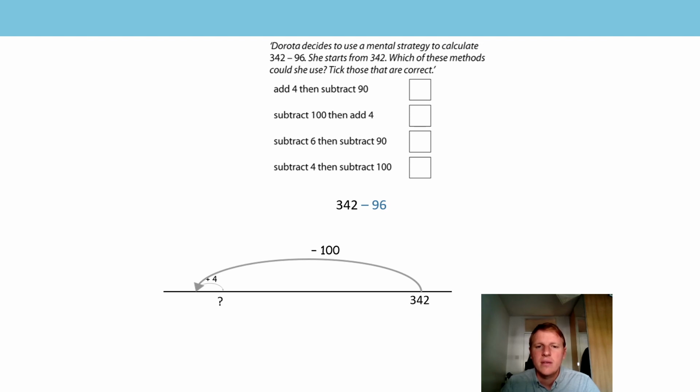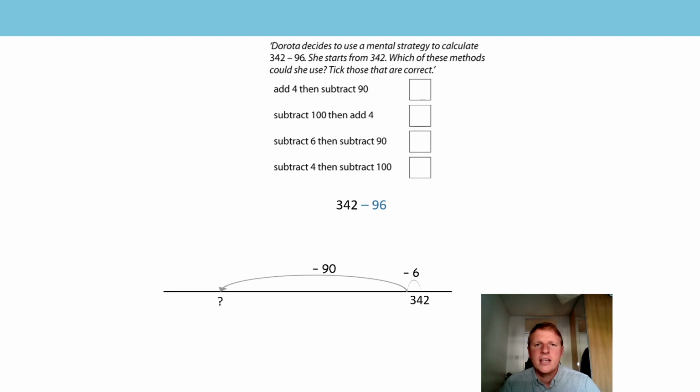Again, we need to be thinking about what is the difference between that question mark, the unknown, and the starting number of 342. If I subtract 100, but then I add another 4, that actually means I've only subtracted 96. That's the same as the question, so the second method is correct. For the third method, again, starting with 342, first step is to subtract 6 and then to subtract another 90 to find our unknown value.